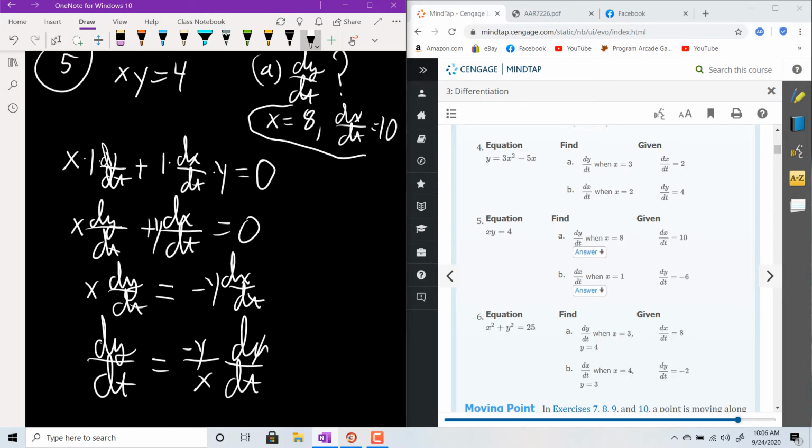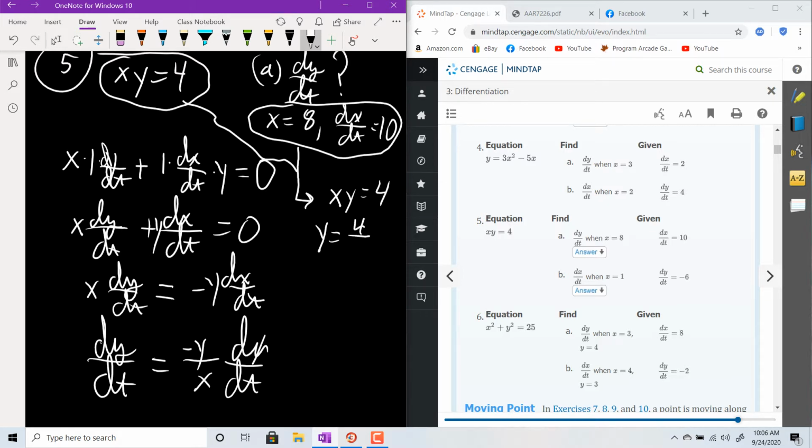So then we just sub in our info. And there's one extra tidbit here. Of course, we don't have y, but we need a y. So what we'll do there is just go back to the equation and figure that out. If x times y is 4, then y must be equal to 4 divided by x. And our x is 8, so y must be equal to 4 over 8, which is 1/2.